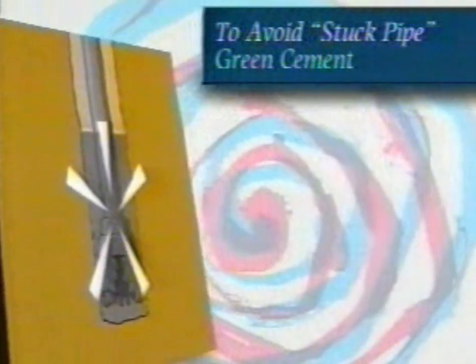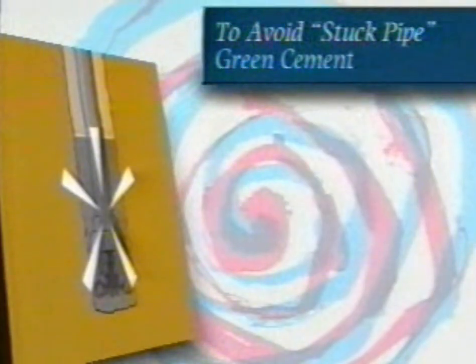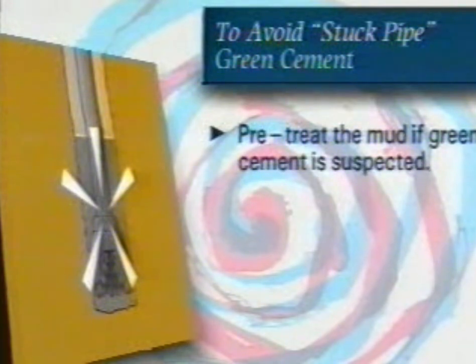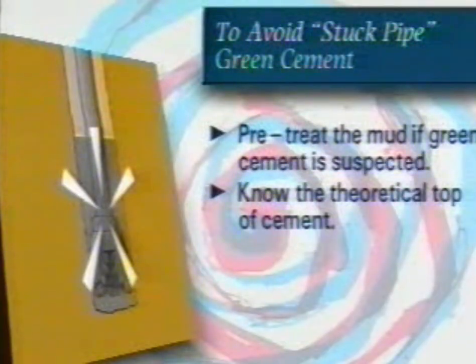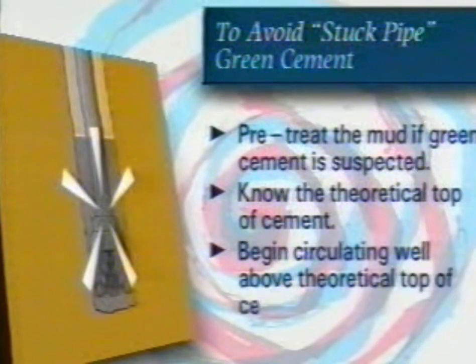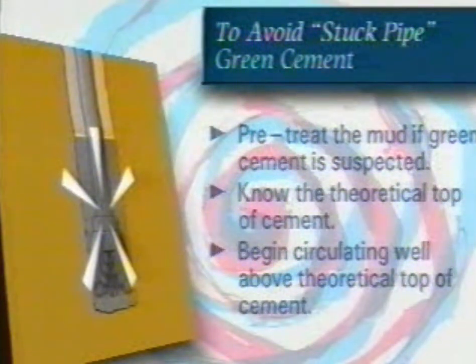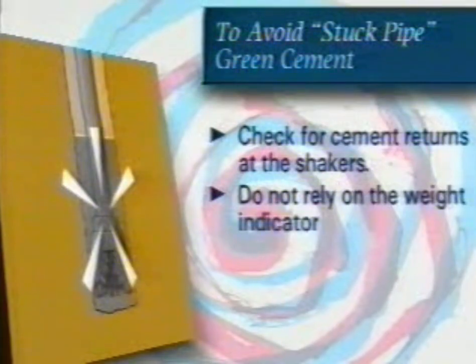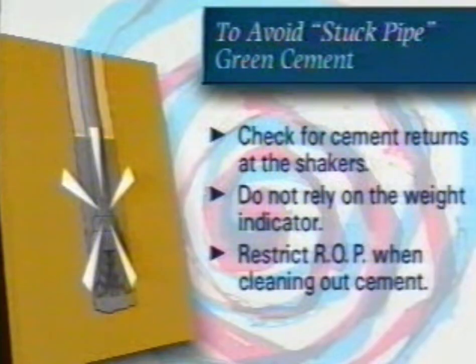To avoid stuck pipe caused by green cement, it's essential that you pre-treat the mud if green cement is suspected. Know the theoretical top of the cement. Begin circulating well above the theoretical top of the cement. Check for cement returns at the shakers. Do not rely on the weight indicator. Restrict the ROP when cleaning out cement.